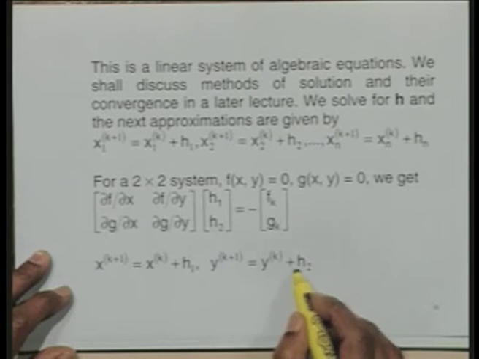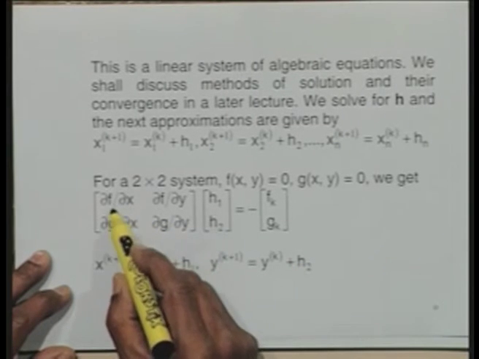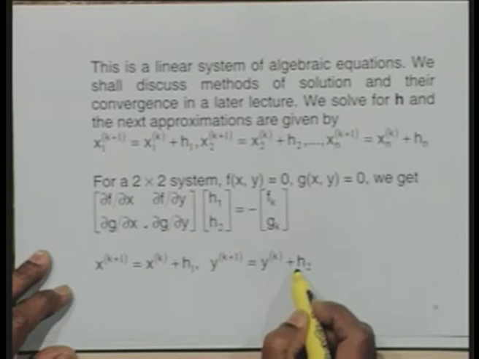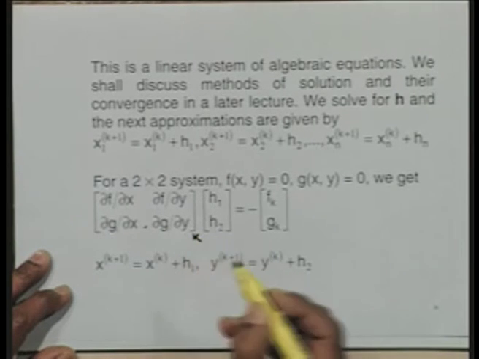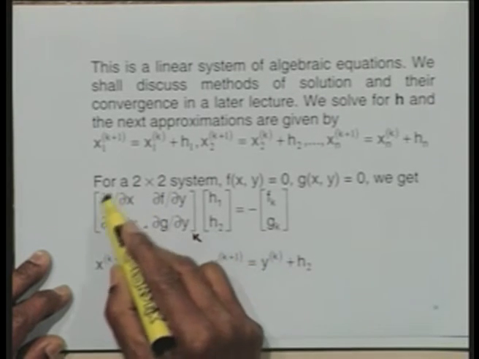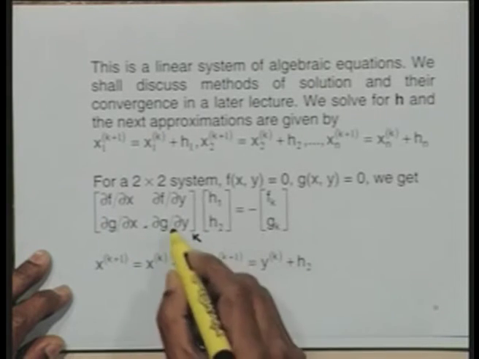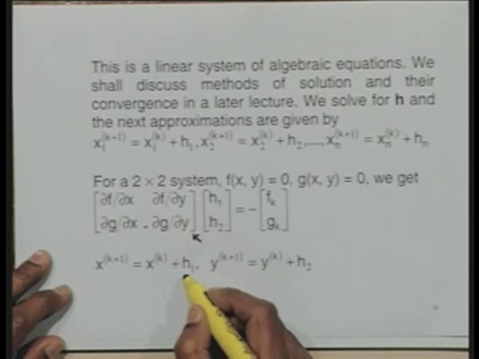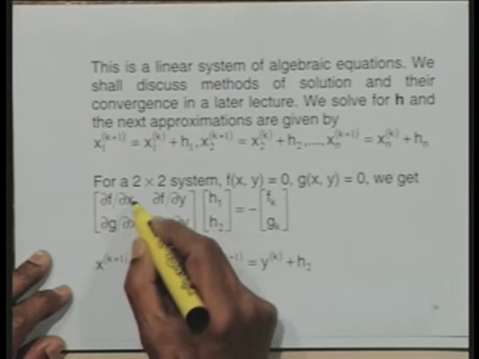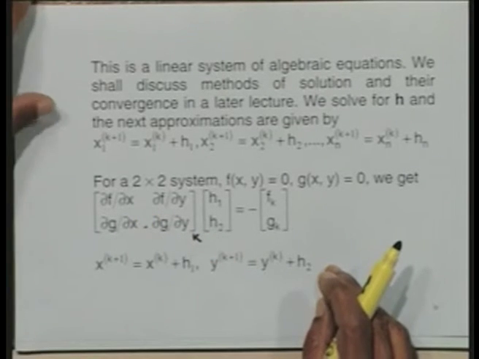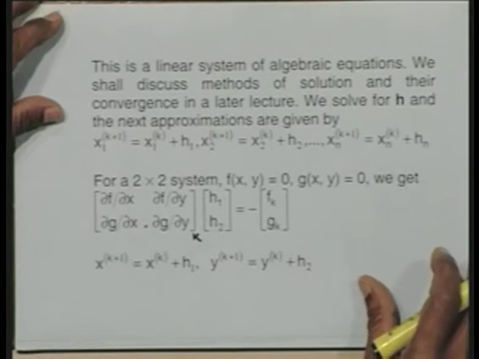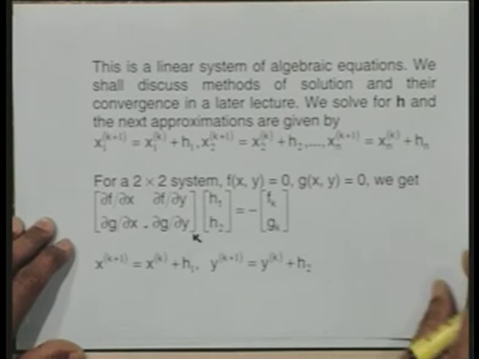So once we determine this h1 and h2 from here, we can go back and evaluate the partial derivatives again with respect to k. I can as well put this as a suffix with k. I will evaluate everything at the current iterate, again solve the system, get the increment, then again repeat the same thing. So that means for each iteration we shall be solving one linear algebraic system of equations.